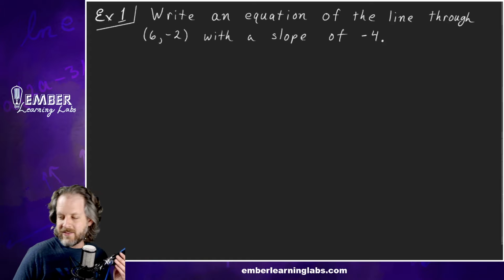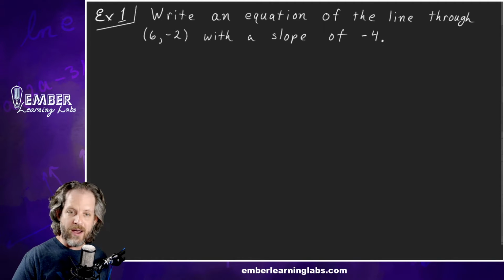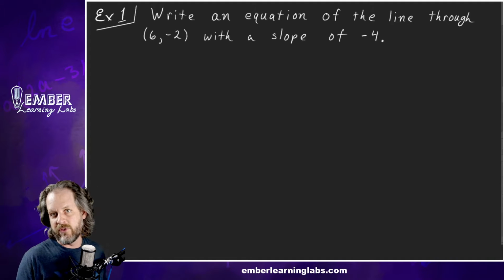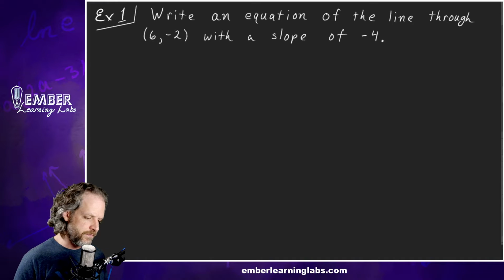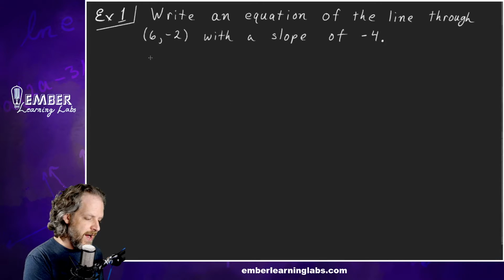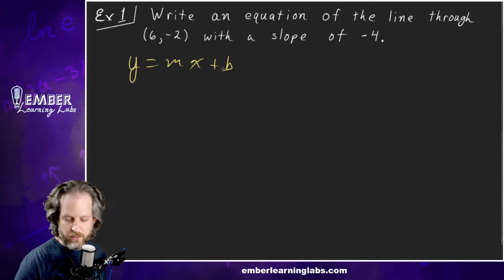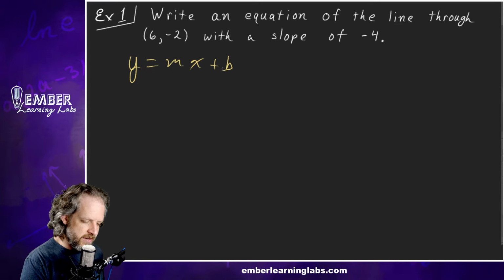The title of this lesson is writing linear equations. So that's going to be all the types of problems we do, where we're given some information and we have to write the equation, right? So we're going to start by writing an equation of a line that passes through this point right here, 6, -2, and it has a slope of -4. And so ultimately, we're going to try to write a line in that y equals mx plus b slope-intercept form, right? And so we just got to kind of start plugging in pieces.